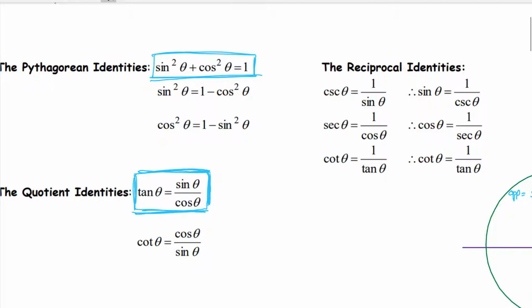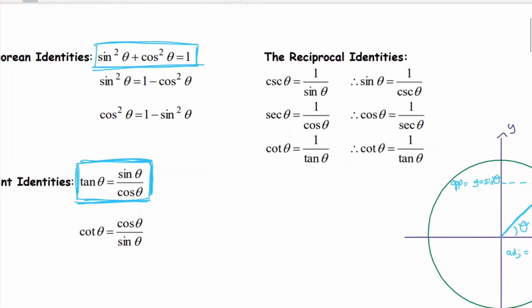And the other forms of Pythagorean identities are basically just rewritten versions of that. So if I bring the cosine over to the other side, I have sine squared theta equals 1 minus cos squared theta. And similarly, cos squared theta is going to equal 1 minus sine squared theta.